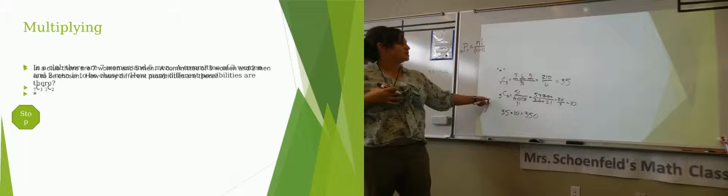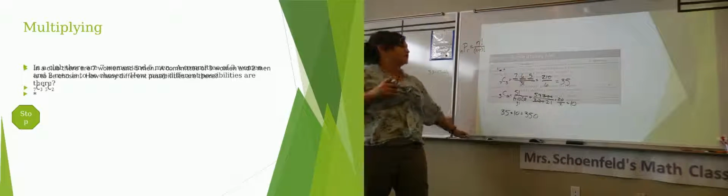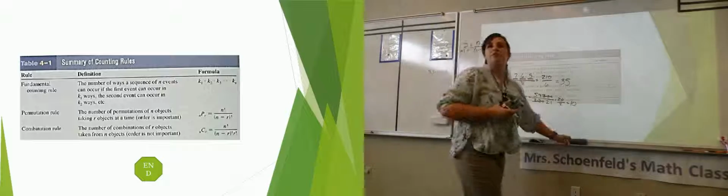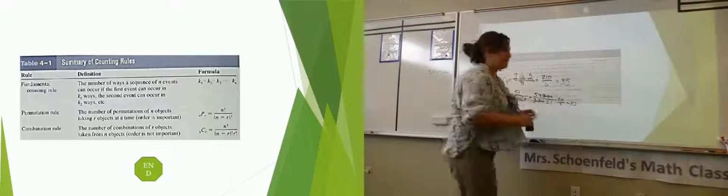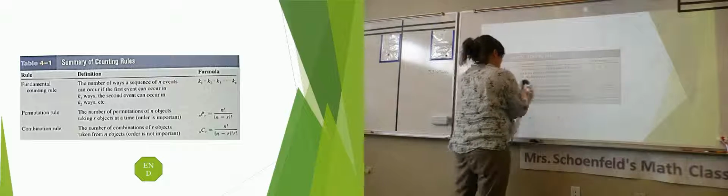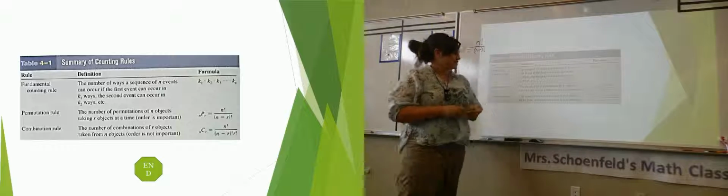Okay, so just all your rules that we just learned were your fundamental counting rule, your combinations, and your permutations. Just in case you didn't get your formulas written down, those are your formulas. So there you go.